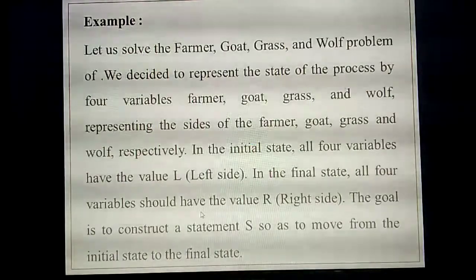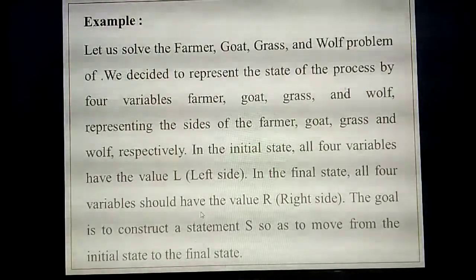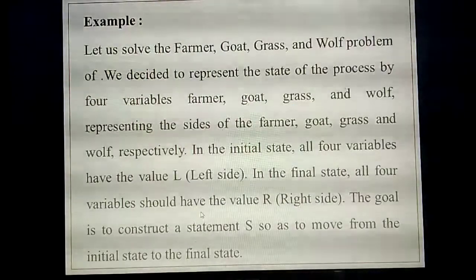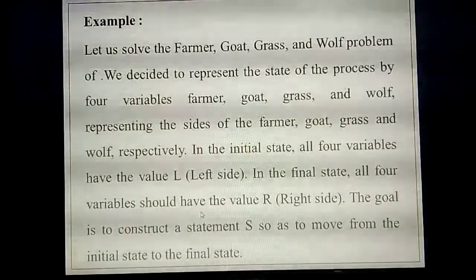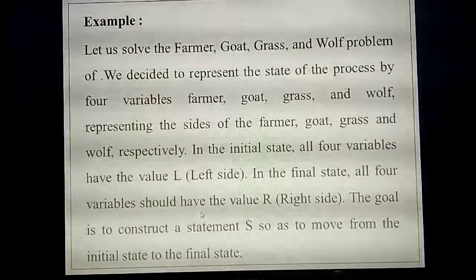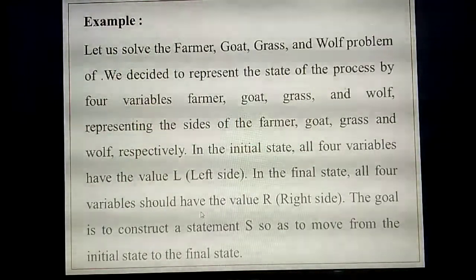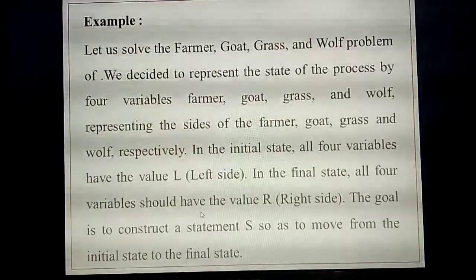The boat can carry any one of them along with the farmer. Initially they are standing at the left side. At the final state all four need to be at the right side. What's the condition? The boat needs to carry only one person along with the farmer. So for that you are going to write the problem.